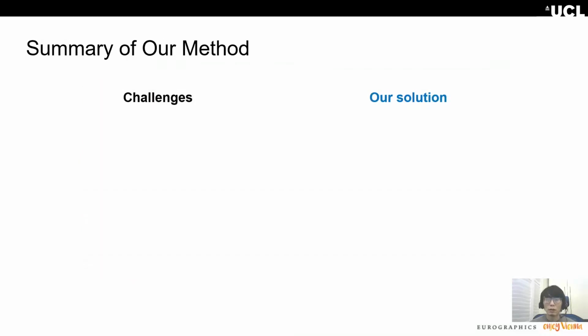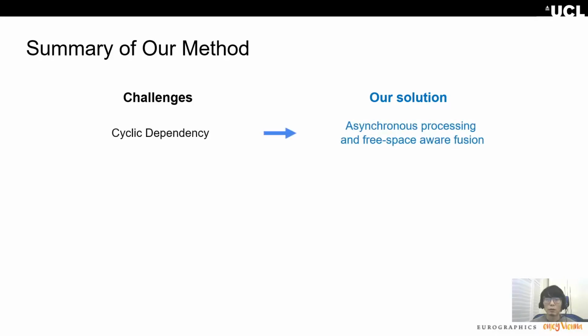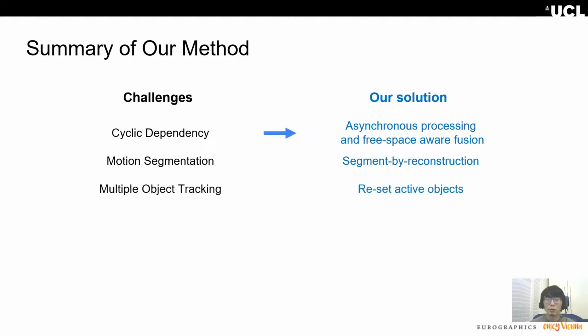Here we summarize our approach. We handle cyclic dependency by importing synchronized processing and the free space aware fusion. And we solve motion segmentation by a segment-by-reconstruct step. We achieve multiple object tracking by resetting the active object.